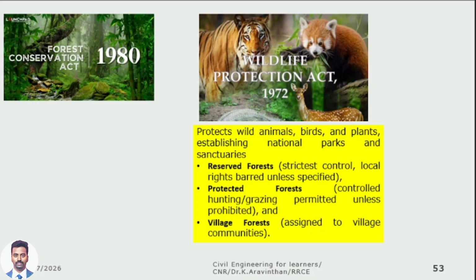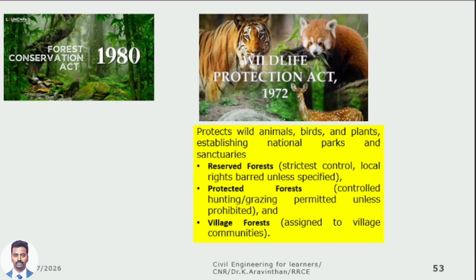In this act, there are three things. What are they? Reserved forest, protected forest, and village forest. In there they have classified. Reserved forest means no human should go. Humans also should not go. That is called reserved forest.